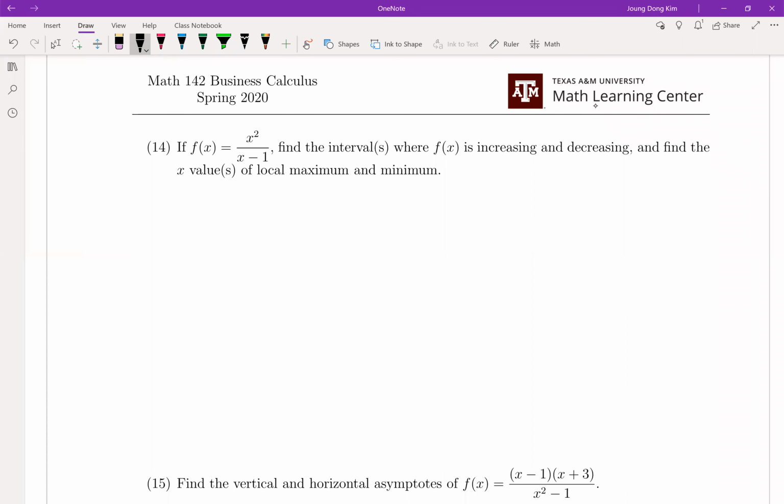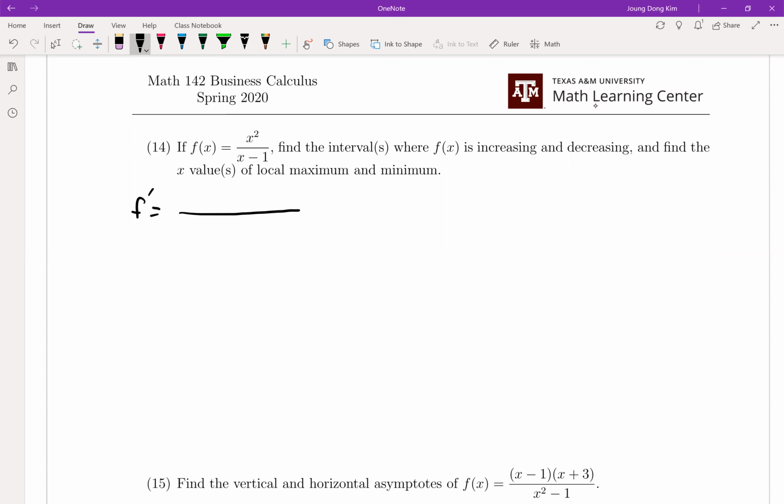Number 14. So the given function is f. Then they would like to talk about increasing, decreasing, and local maximum, local minimum. All those information must come from f prime. So the first step, we have to find f prime first. Then what is f prime? Definitely we have to do the quotient rule, right?